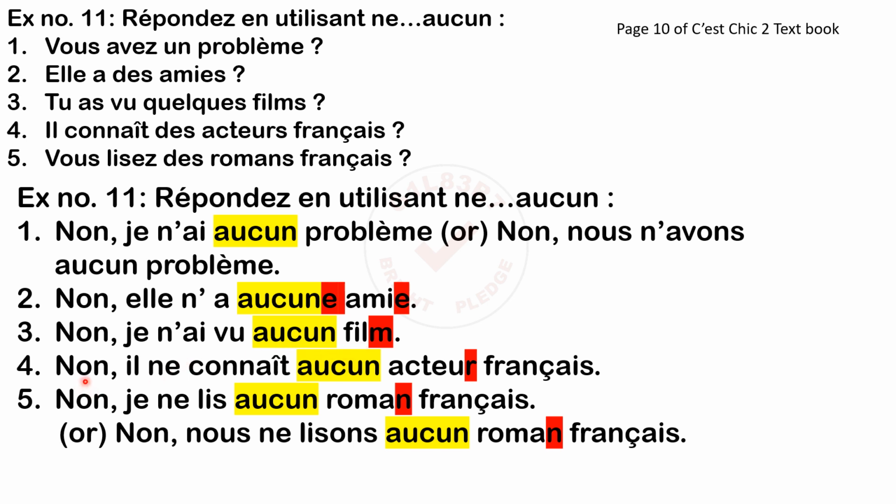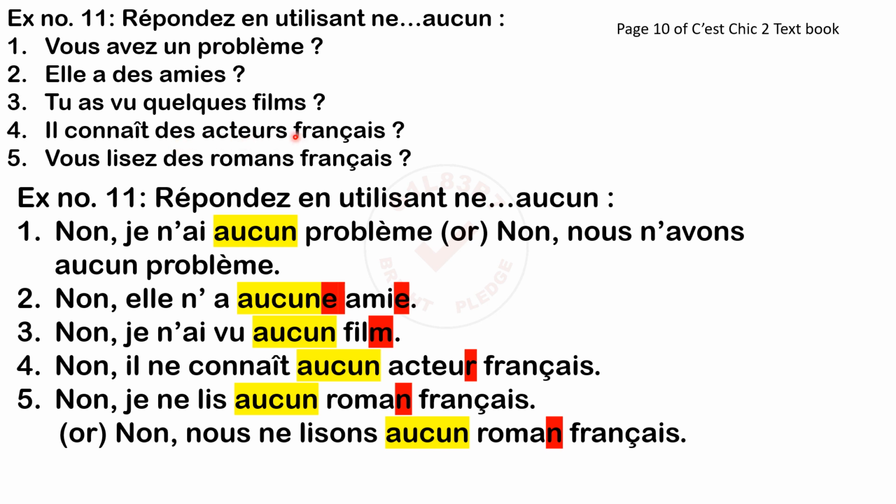Similarly, the next one, il connaît des acteurs français. He knows some French actors. So again, you're going to remove the des and you're going to use the singular form of aucun and remove the s from the noun. You can see the actors with the s, so you'll have to remove the s.